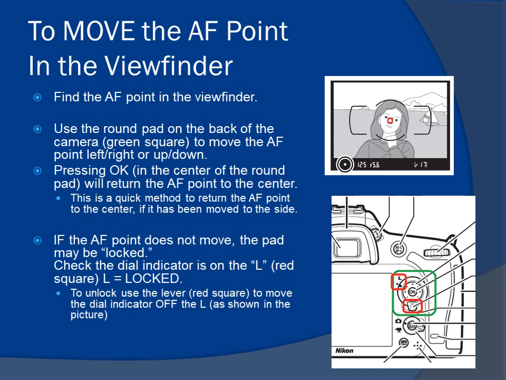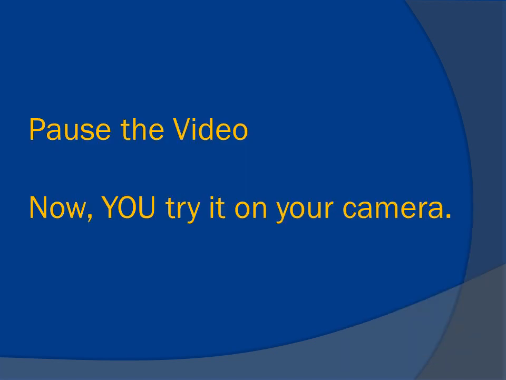If the AF point does not move, the pad may be locked. Check that the dial indicator is on L. On the bottom picture, it's in the red square. If it's on L, move the lever so the indicator is not on the L, as on the picture. Pause the video. Now you try it on your camera.